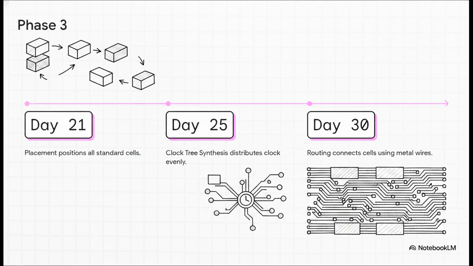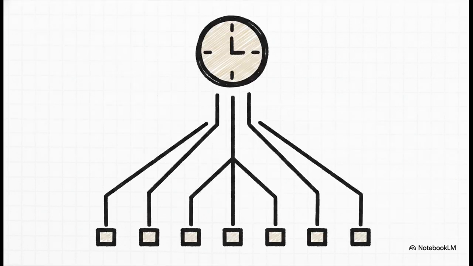Looking back at our roadmap, around day 21, we tackle placement. By day 25, we're executing clock tree synthesis. And hitting the 1-month mark, around day 30, we dive into routing. Breaking that down, step 6 is placement. Using physical design software, stuff like Cadence Innovus or Synopsys IC Compiler, we optimally position all those standard cells right onto our floor plan.